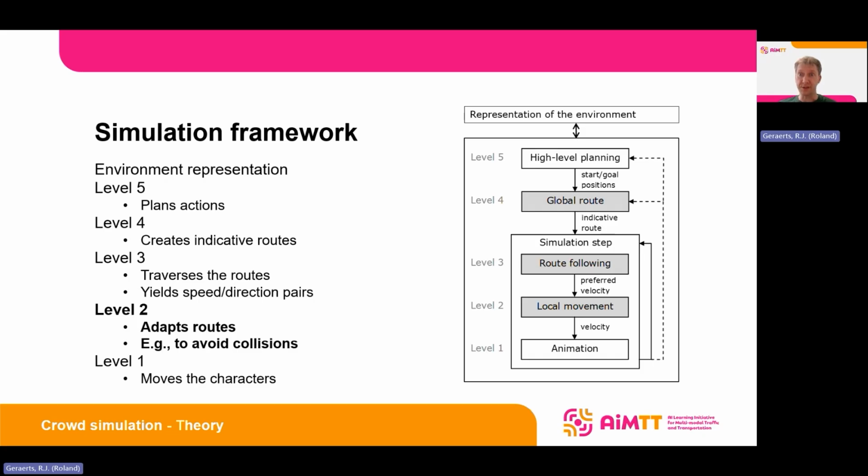Let's now look at level 2 of the simulation framework, local movement. At the highest levels, the simulation has already determined where a pedestrian wants to go and which route they should follow. However, real people do not move along perfect straight paths. They constantly adjust their movements in response to their surroundings.